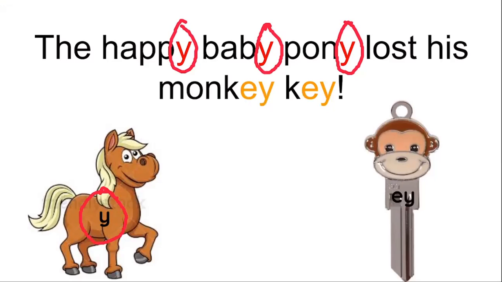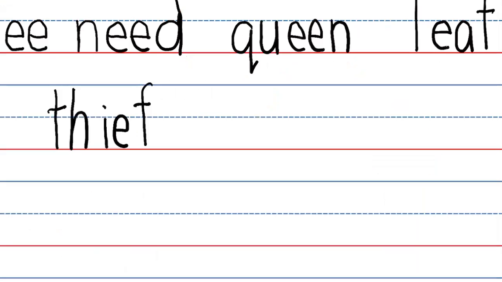But then we have a couple of words where we have the EY to say E. Monkey and key. So we've got a monkey key. You see our monkey key? And it's spelled with an EY. Okay? So let's spell those words.